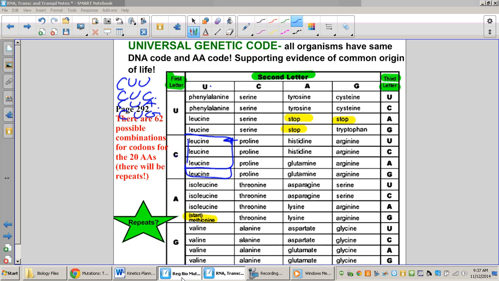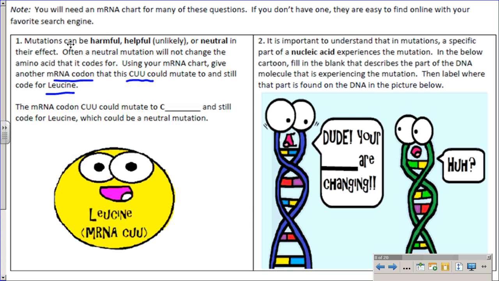All right, so back over here, we said the mRNA CUU codon could mutate to CUC, CUG, CUA, anything like that, and still code for leucine, which would be a neutral mutation, no harm at all. Does that make sense? Is there anything lower?